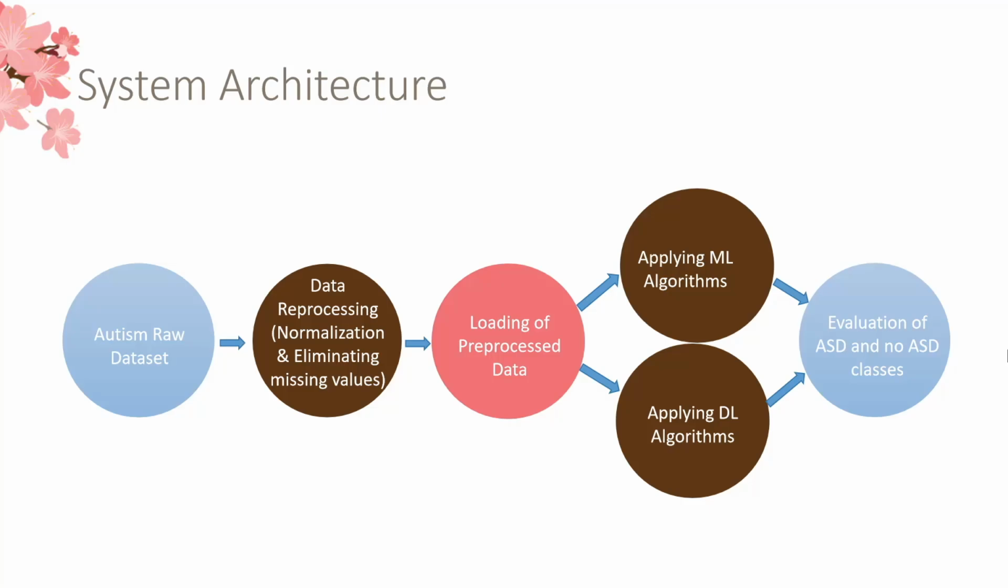Okay, now coming to the system architecture, this is very important. First, what we have done, we have taken an autism raw dataset, and this is not one dataset. Actually, there are multiple datasets that we have taken because there are some algorithms that need images and other algorithms that need data, like in table row format. So this slide shares the autism dataset that I have taken.